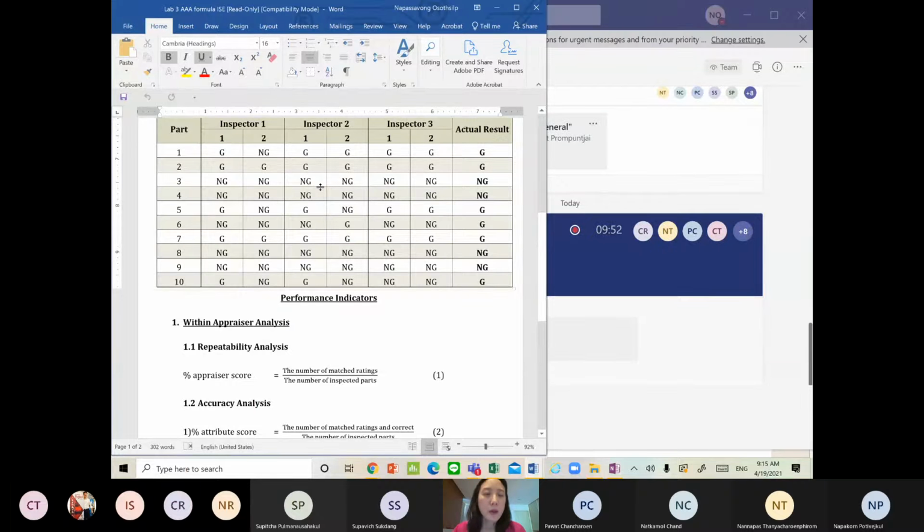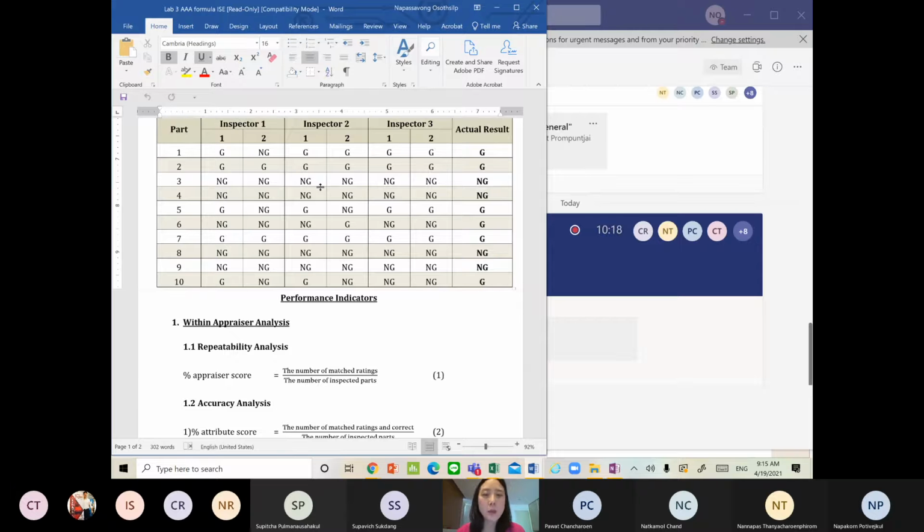Okay, come back. Today we will learn how to appraise the inspection system. In the next two classes, we will talk about how to appraise the measurement system in terms of variable data. In this case, the data is attribute because the data come in the form of grouping, right? G or NG.